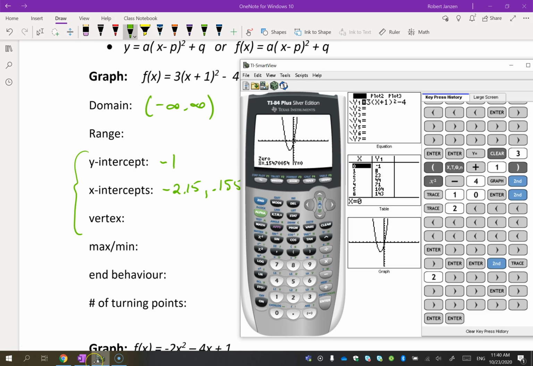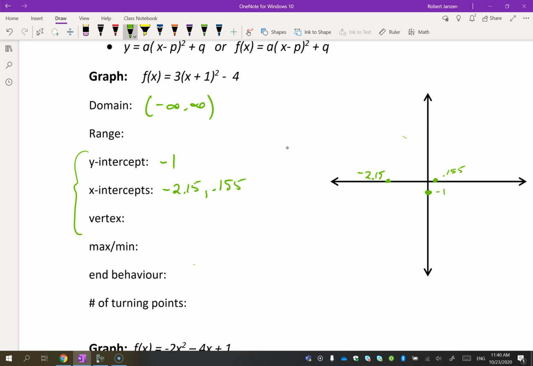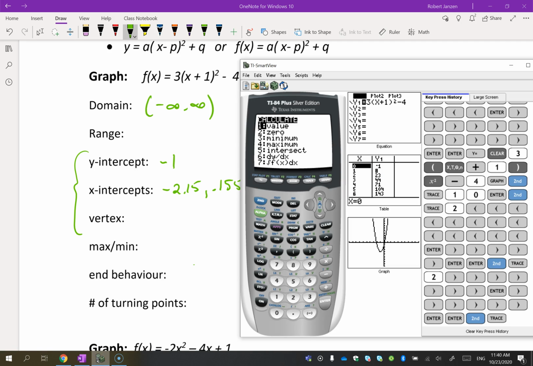Now we need the vertex. If I go to min or max, what do you think this graph has? A minimum or a maximum? Alright, if you think about a graph, it's either one of these two. This one has a minimum, and this one has a maximum. Okay, so if I go back here, I need to find the minimum.